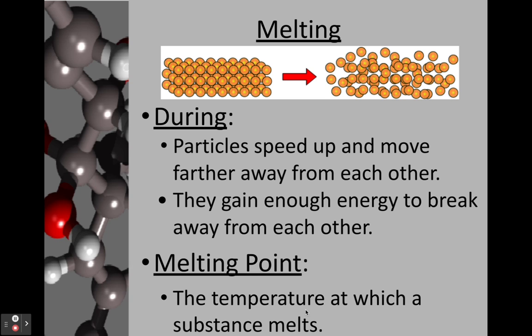For example, gold could be around 2000 degrees. Silver is going to have a different melting point. Ice is going to have a different melting point than plastic. You can even look up melting points on your own to see the different stages of melting points.